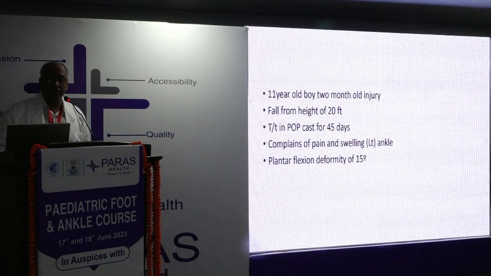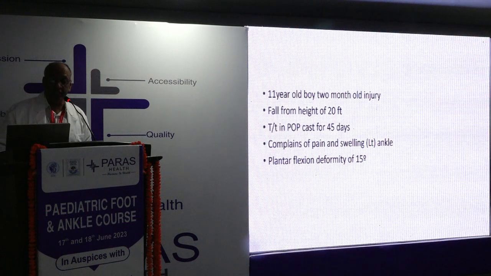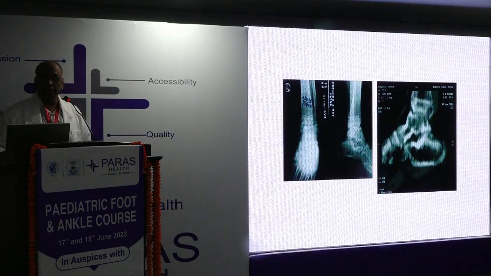So we'll start with a case. This is an 11-year-old boy who fell from a height of 20 feet and was treated in a POP cast for 45 days, and he came with pain and swelling in the left ankle with a plantar flexion deformity of about 15 degrees and a jog of movement. So that was the X-ray that we saw and the CT scan. So how would you deal with this?